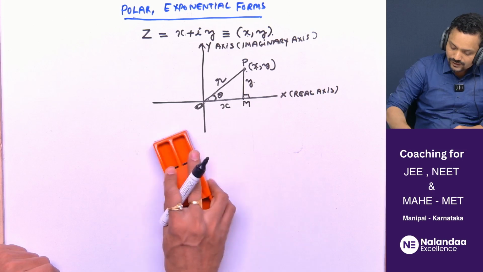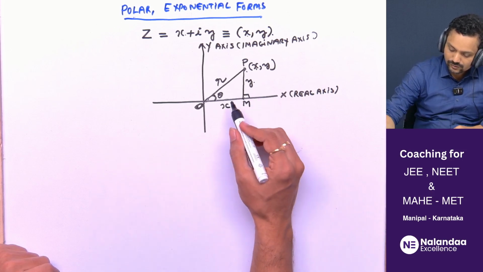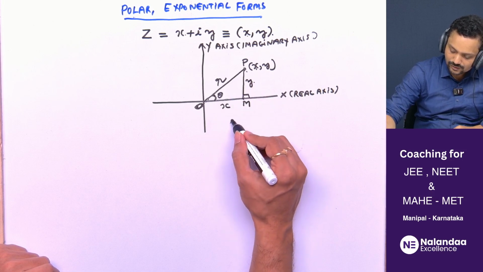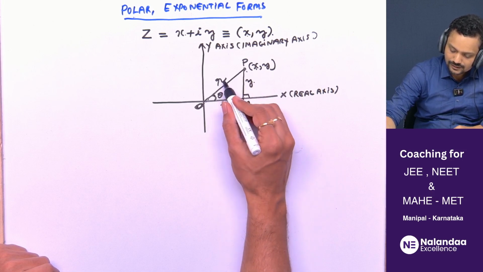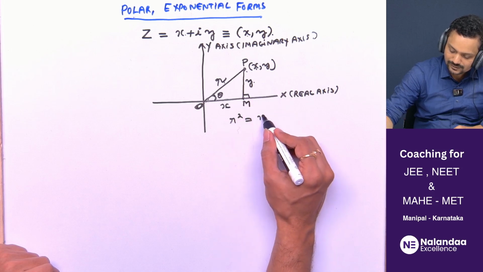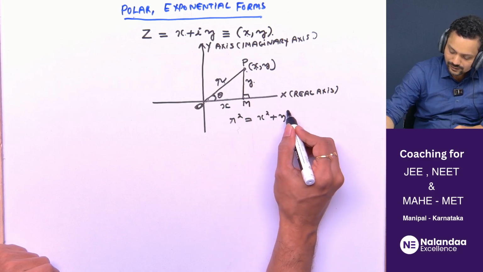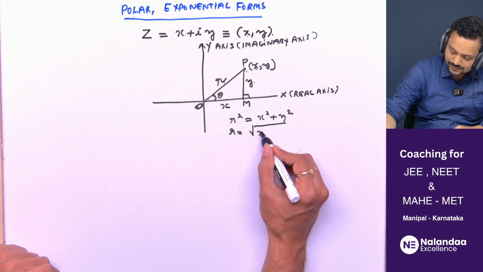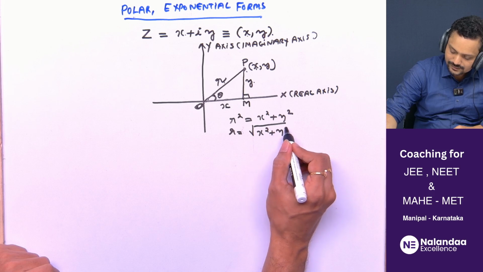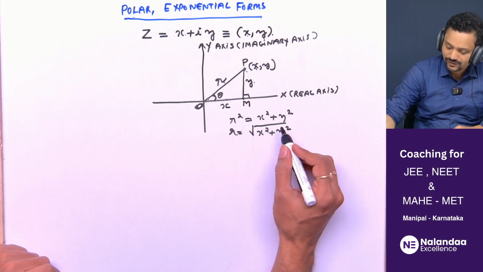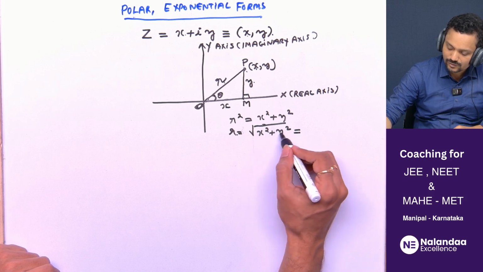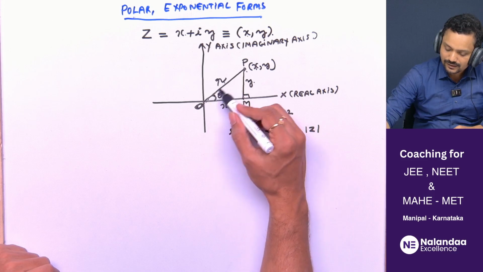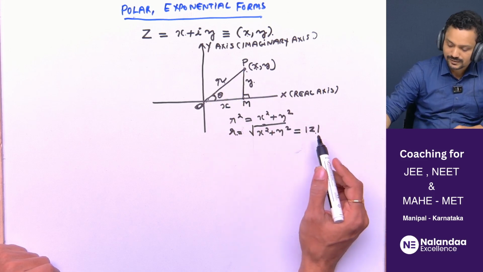And we know that this triangle is a right angle triangle. So we know very clearly r square will be equal to x square plus y square, and then r will be equal to square root of x square plus y square. Now this is the value of r, and we already defined root of x square plus y square as modulus of z. So this length r represents the modulus of the complex number.